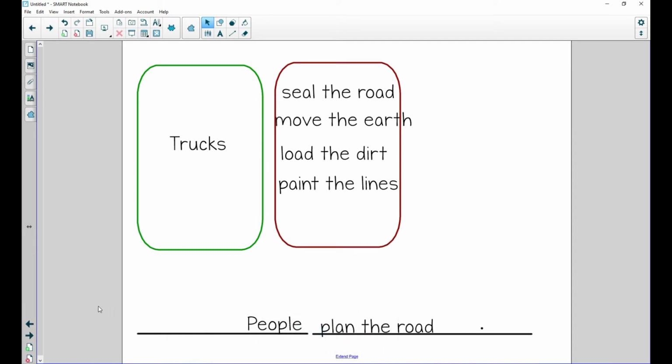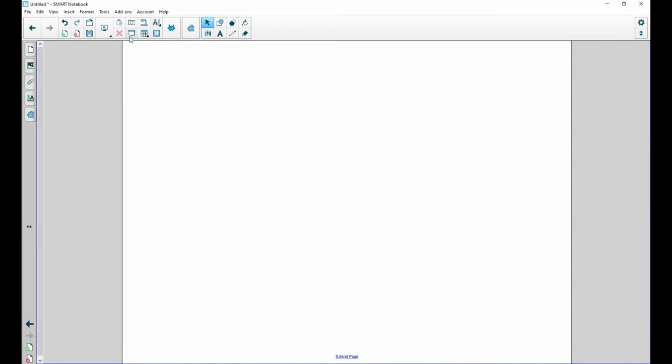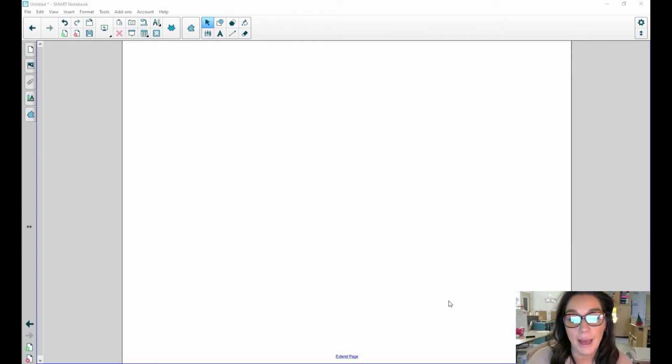Now, if I wanted to write that sentence on my own, I would come to this over here, and I would think, people plan the road. Alright, now I'm going to turn on my camera so you can see me write my sentence, people plan the road. Alright, so I want to write the sentence, people plan the road. And to do that, first thing I have to do is count out my lines, right? So my first one, people plan the road. How many lines do I have in that sentence?